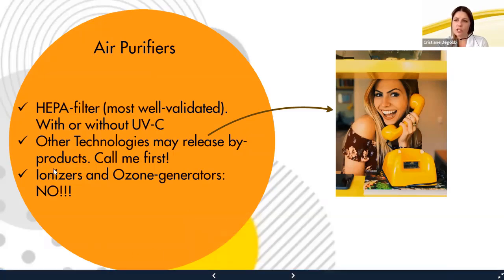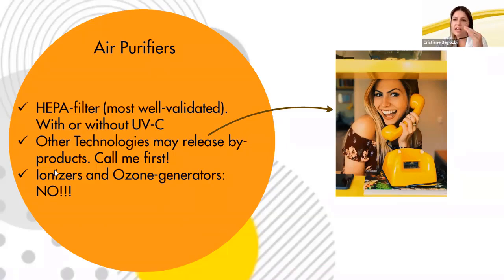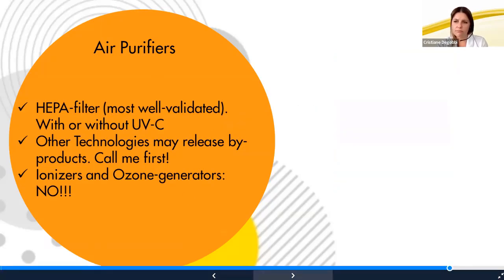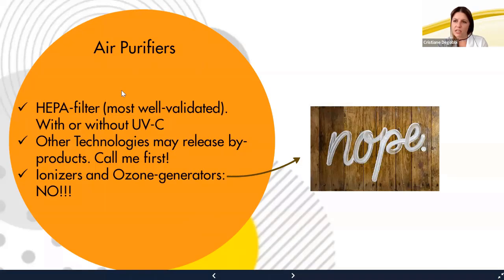Ionizers release ions into the air. They can react with oxygen and produce ozone, for instance. They are not really allowed because we consider ozone a pollutant, and ozone generators as air cleaners are a big no. Okay, let's choose other technologies.